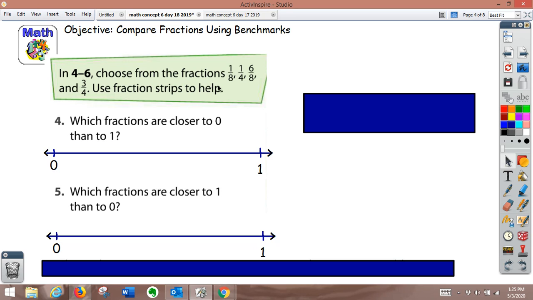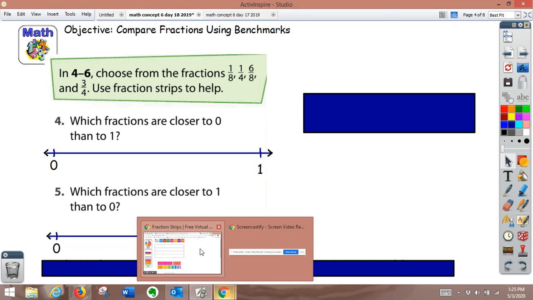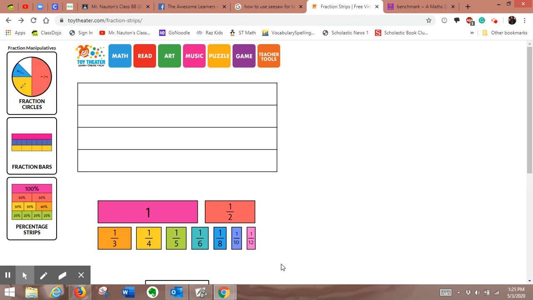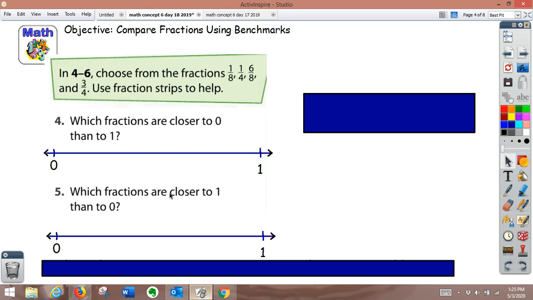Choose from the fractions 1/8, 1/4, 6/8, and 3/4. Okay, so they give us 4 fractions to choose from. And we can use fraction strips to help. Remember our friend, the fraction strips right here. Or you may have some at home that you made out of paper or blocks or whatever, but you can use this. Okay, let's see.